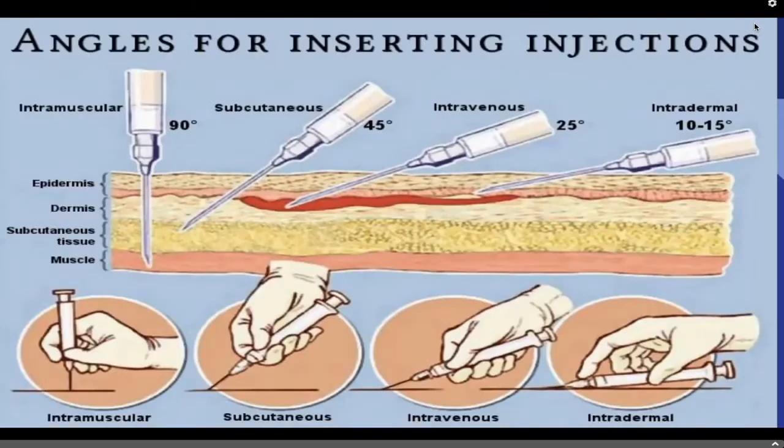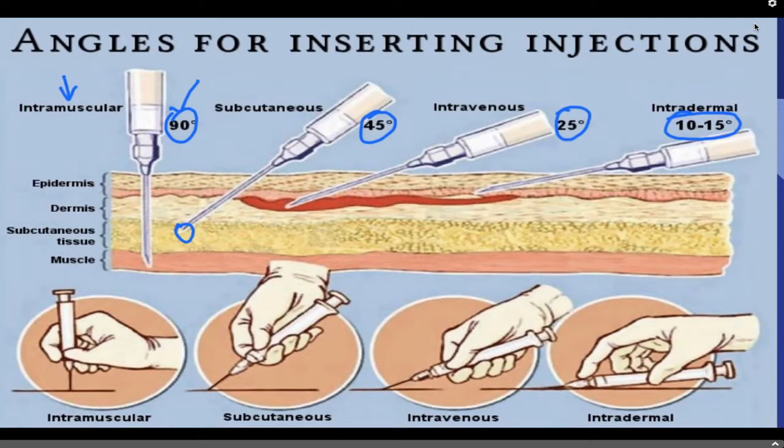The next one is an area which was covered in 2017 NEET: the angulation of different types of injections. You know that intramuscular, IM, is 90 degrees, meaning it is given perpendicular to the surface. Whereas subcutaneous, because the target area is the subcutaneous tissue, has an angulation of 45. Intravenous is above the subcutaneous and the angle is 25 degrees, whereas intradermal is very superficial, so it should be given with a smaller angle. They can ask you the angles specifically, because in 2017 the question was the angle of insertion of injection in intramuscular. The answer is very simple, 90.